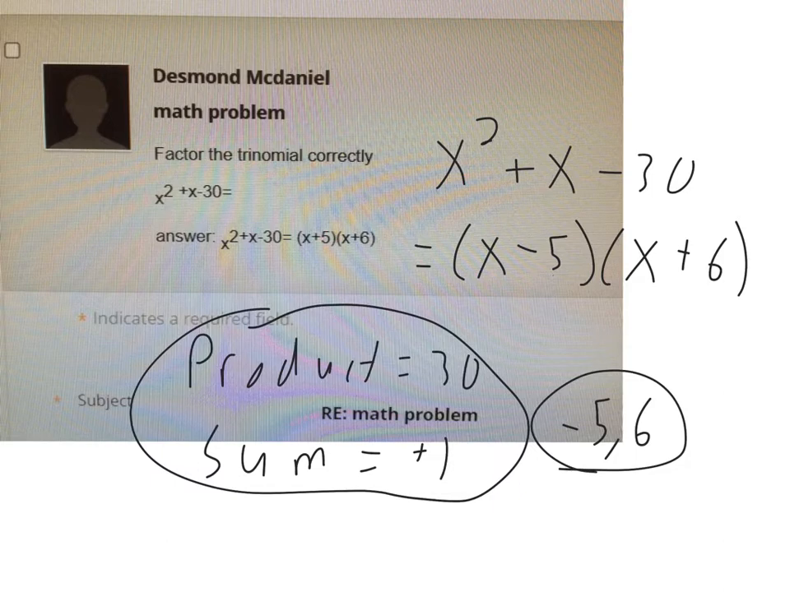Well, the product needs to be negative 30, and the sum needs to be the coefficient of this number, which is understood to be a positive 1. So we're looking for two numbers whose product is negative and sum's positive. Well, to get a negative product, they have to have different signs. And so we're looking for negative 5 and 6.